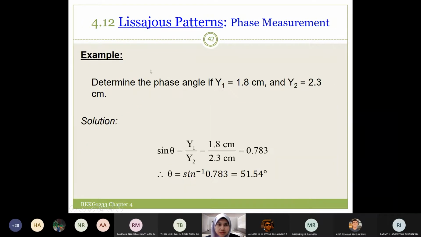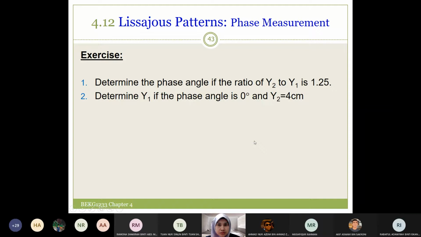For example, determine the phase angle if y1 is equal to 1.8 and y2 is equal to 2.3 cm. We know that y1 is the y-axis intercept, and y2 is the maximum value at vertical deflection. So sin theta is equal to 1.8 divided by 2.3, we get 0.783, so theta is equal to 51.54 degrees.